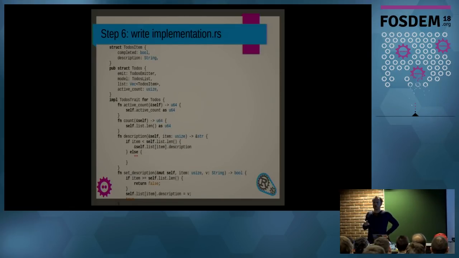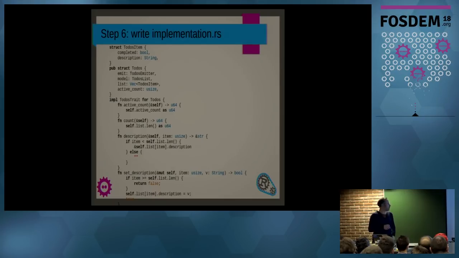We are implementing a list. The list has items, so we just have a struct with a Boolean and a string. So far, so good. And then we have the object that contains the whole list of these items, and it also contains a count of how many items have not been finished yet. This is sort of a cached value. And it has two objects to talk to the outside.